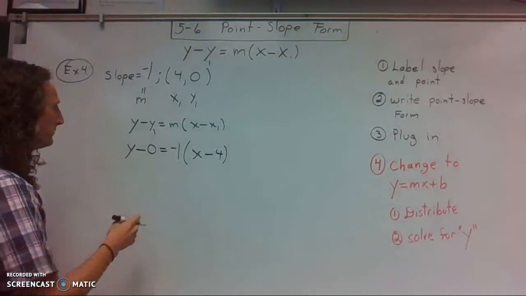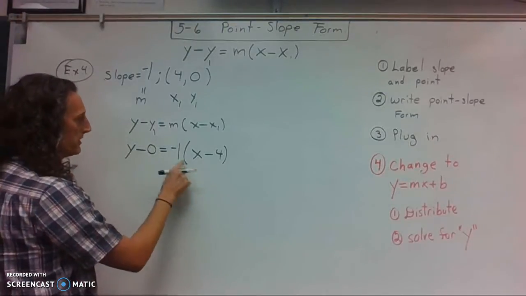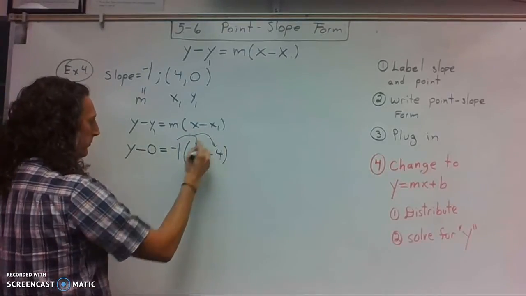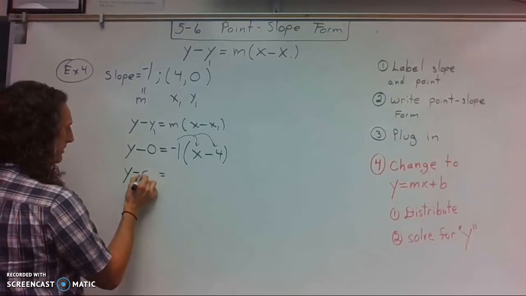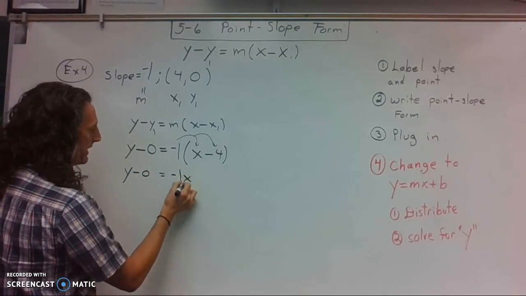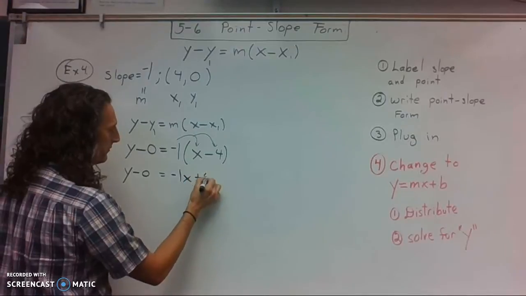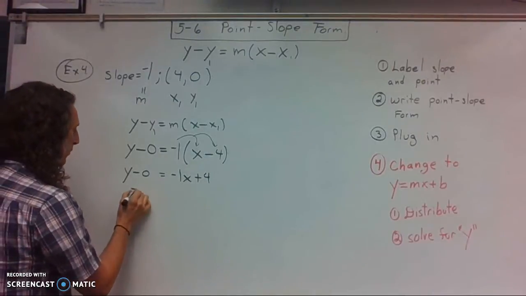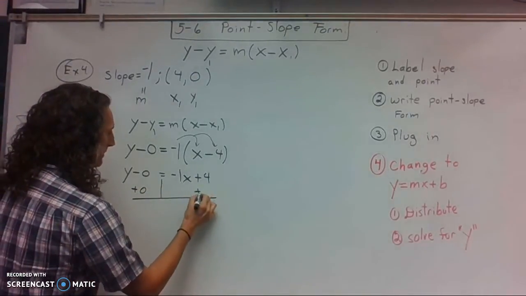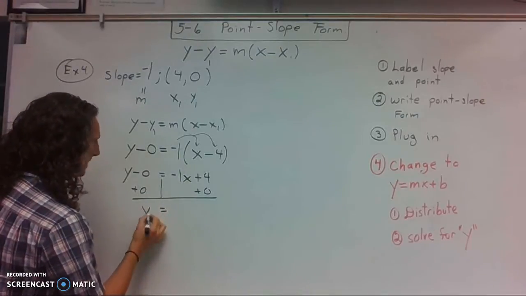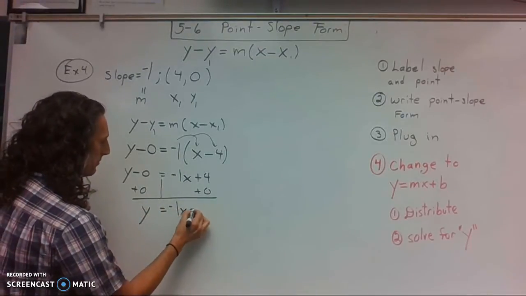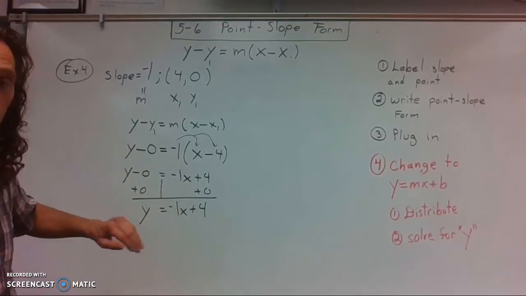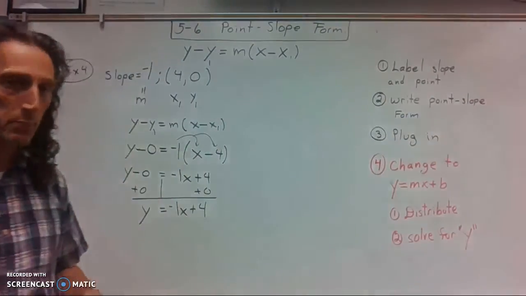Now I'm going to start changing it. So again, the first thing I'm going to do to change it is distribute, because I don't have any double negatives, so I'm going to go negative 1 times that, negative 1 times that. So I drop down my y minus 0. That's going to be a negative 1x. Negative 1 times negative 4 is a positive 4. So I just distributed, and then just get this 0 away from the y, so go plus 0, and we have y equals negative 1x plus 4, and that is in my slope-intercept form, or my y equals mx plus b, right?